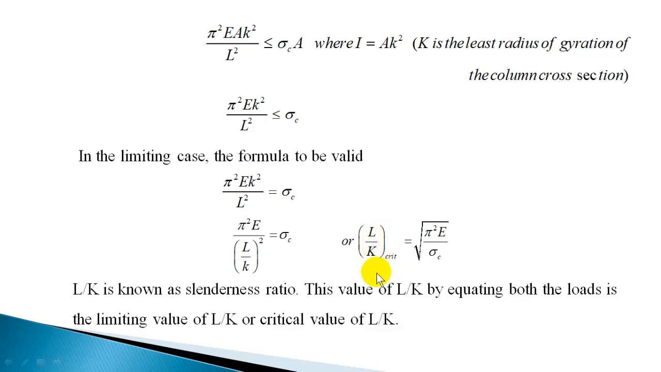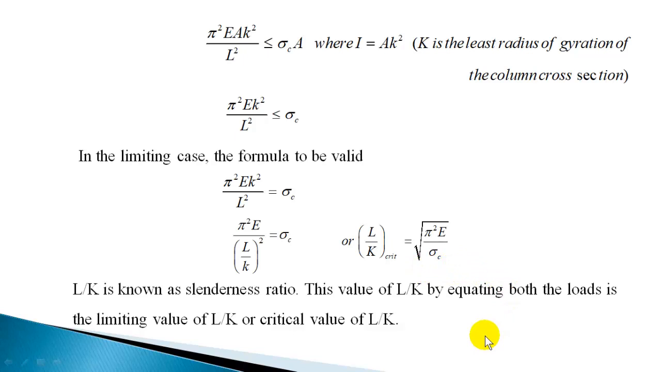So for example, a matchstick you can consider as a slender column. If a compressive load is applied, it buckles and fails. Even though the length is less, its cross section is small, and the material properties also decide, because the critical value depends on the material property. So the critical value of L by K is purely a material property, which you can calculate using this equation.